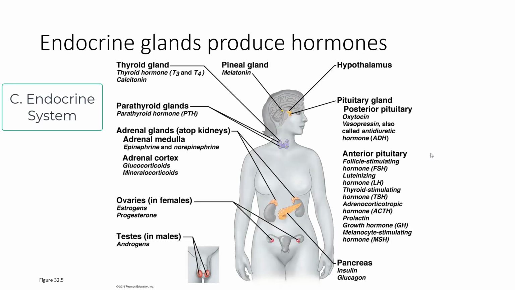Endocrine glands are those which produce the hormones. We have the thyroid gland, the pineal gland, the hypothalamus, the pituitary, including both posterior and anterior pituitary, the pancreas that releases insulin and glucagon and monitors sugar levels in the blood, the testes and ovaries in males and females, the adrenal glands, and the parathyroid glands. All of these are endocrine glands, and all of these are producing hormones. That's the definition of an endocrine gland: a gland that produces hormones.